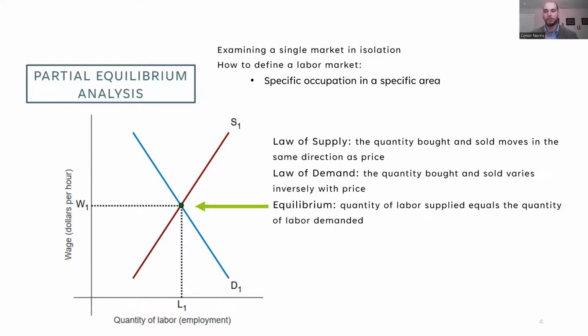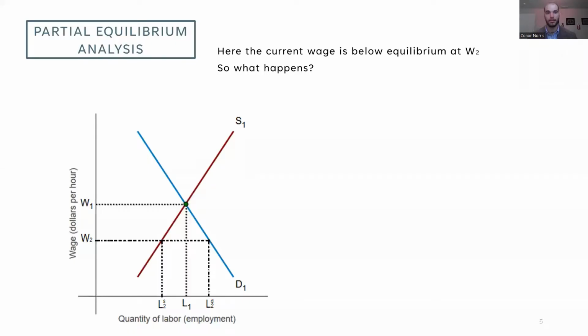If we're at a point other than equilibrium, where we typically are, we're typically moving towards equilibrium. The invisible hand of the market, that's the metaphor that Adam Smith used, will encourage us to move back towards equilibrium. On this next slide, we'll look at an example where the current wage is below the equilibrium wage. In this case, it's going to be at wage W2 in the figure in the bottom left of the screen.